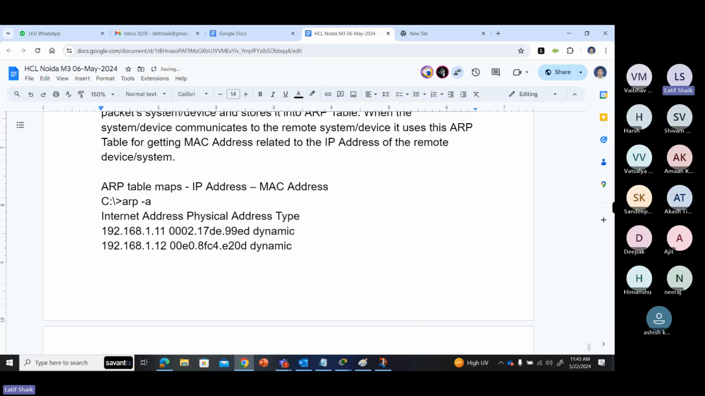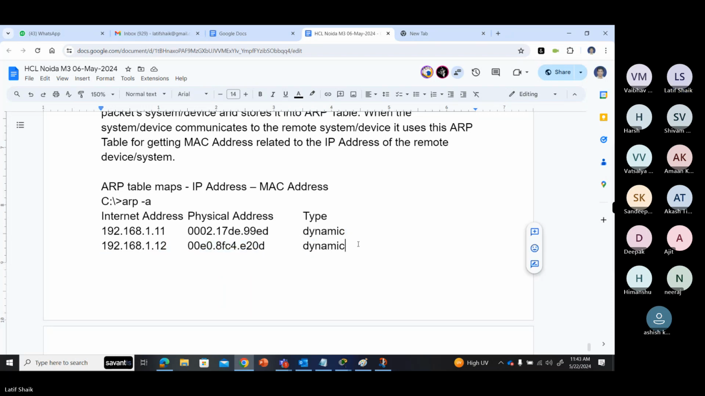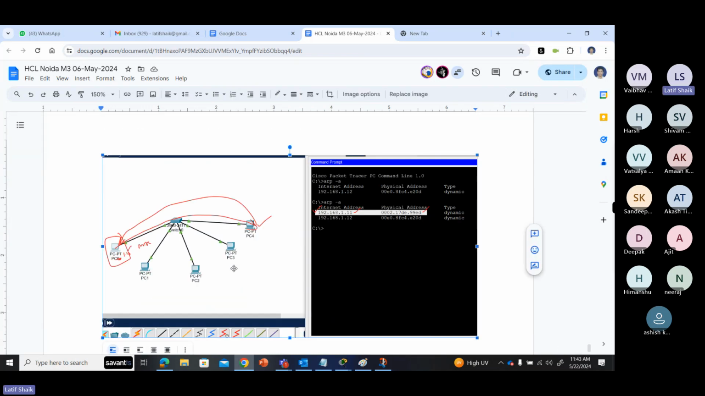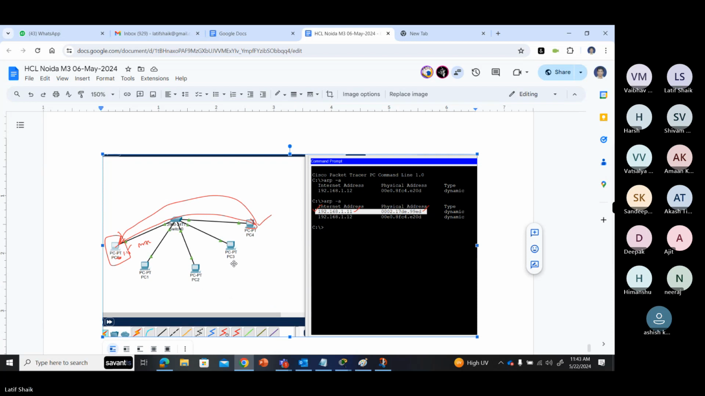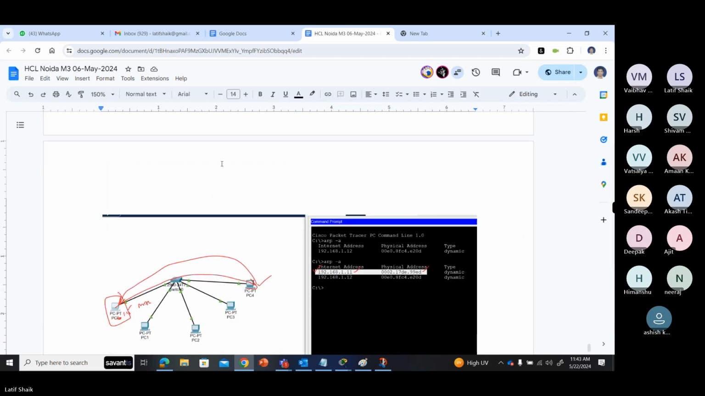Okay, guys, this is about ARP address resolution. What is this dynamic? Because the system learns the MAC addresses of received packets from a system dynamically.